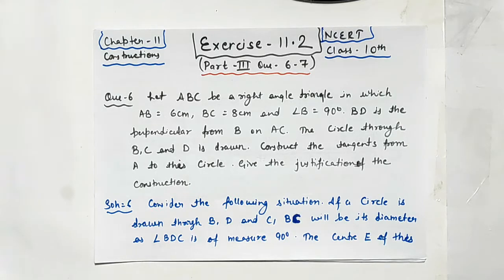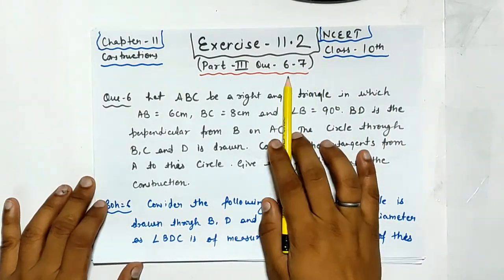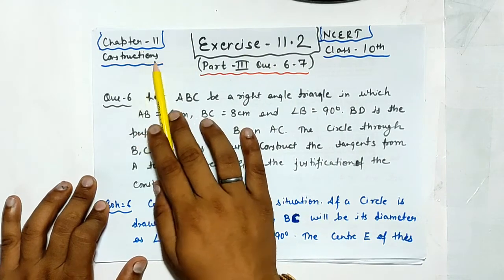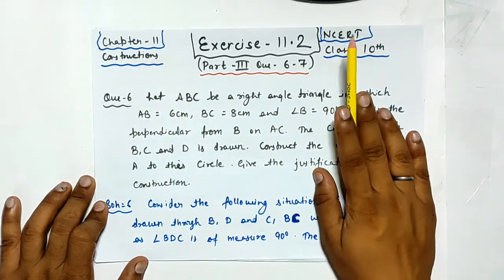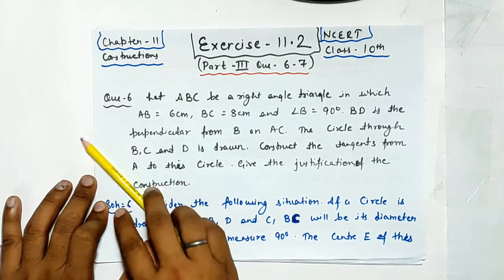So today in this video we are going to continue exercise 11.2 with the next part of the video, which includes question number 6 and 7 from chapter 11, and the name of the chapter is Constructions. So this is from the class 10th NCERT book. So let's start with question number 6.